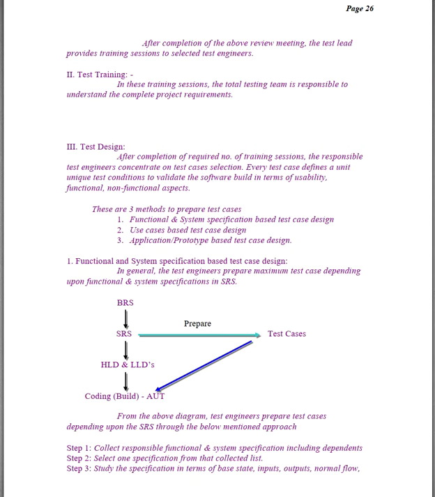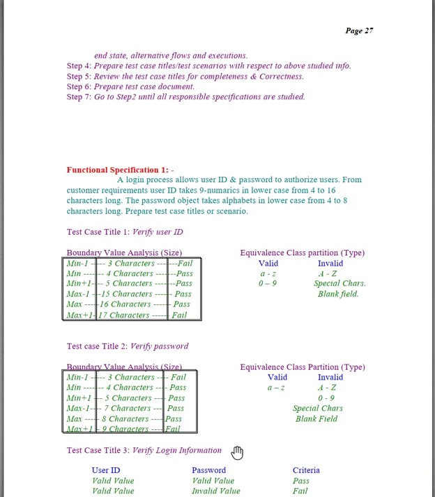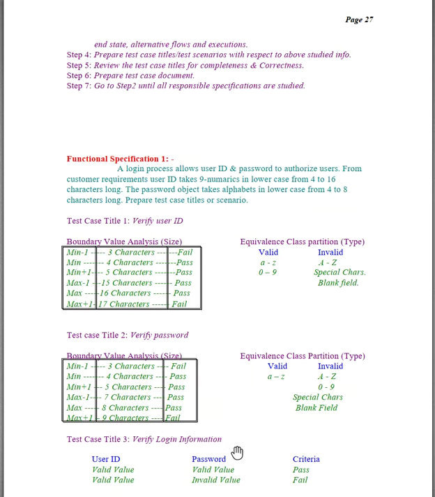Functional and system specification based test case design, use cases based test case design, and application prototype based test case design. In the functional and system specification based test case design, it will be mostly based on the BRS, SRS, HLD, and all those things. So they have an approach for what they will be doing in the functional and system specification. We have an example here of how we create the test cases for the functional specification based on boundary value analysis and all those things. If you want, you can just go through it.